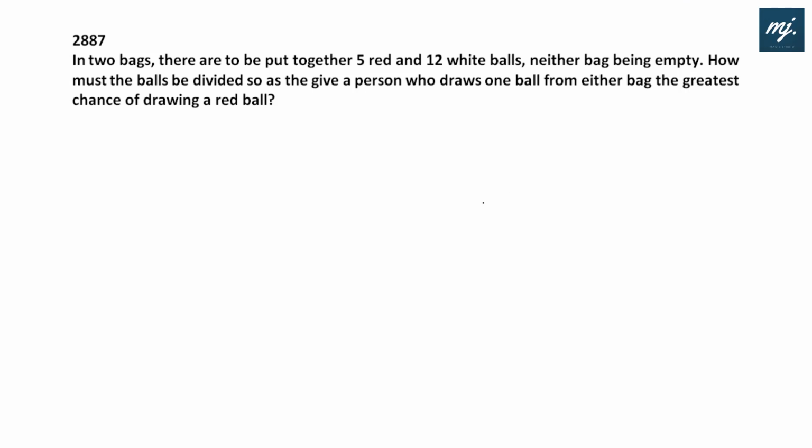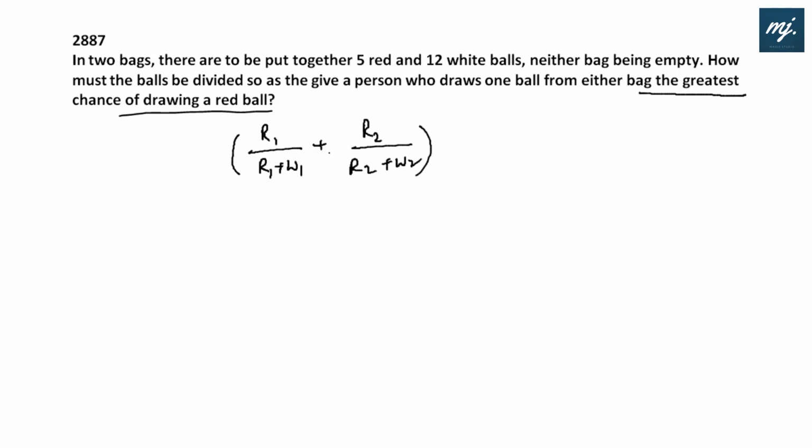Now the same question, but here the question is, what is the greatest chance of drawing a red ball? And if we take our discussion from question number 2886 further on, greatest chance of drawing a red ball, we know the fraction. It was R1 upon R1 plus W1 plus R2 upon R2 plus W2 into half. That is the probability of getting a red ball. Try to make one of the fractions as maximum as possible.